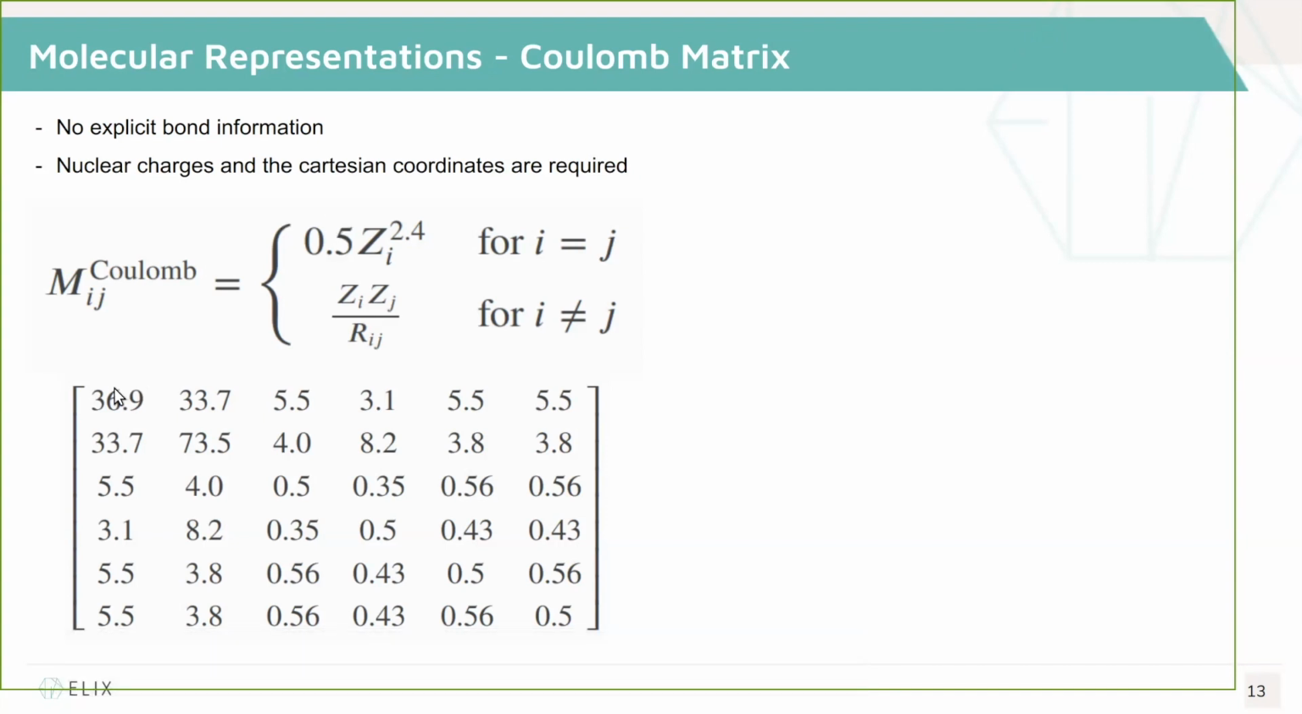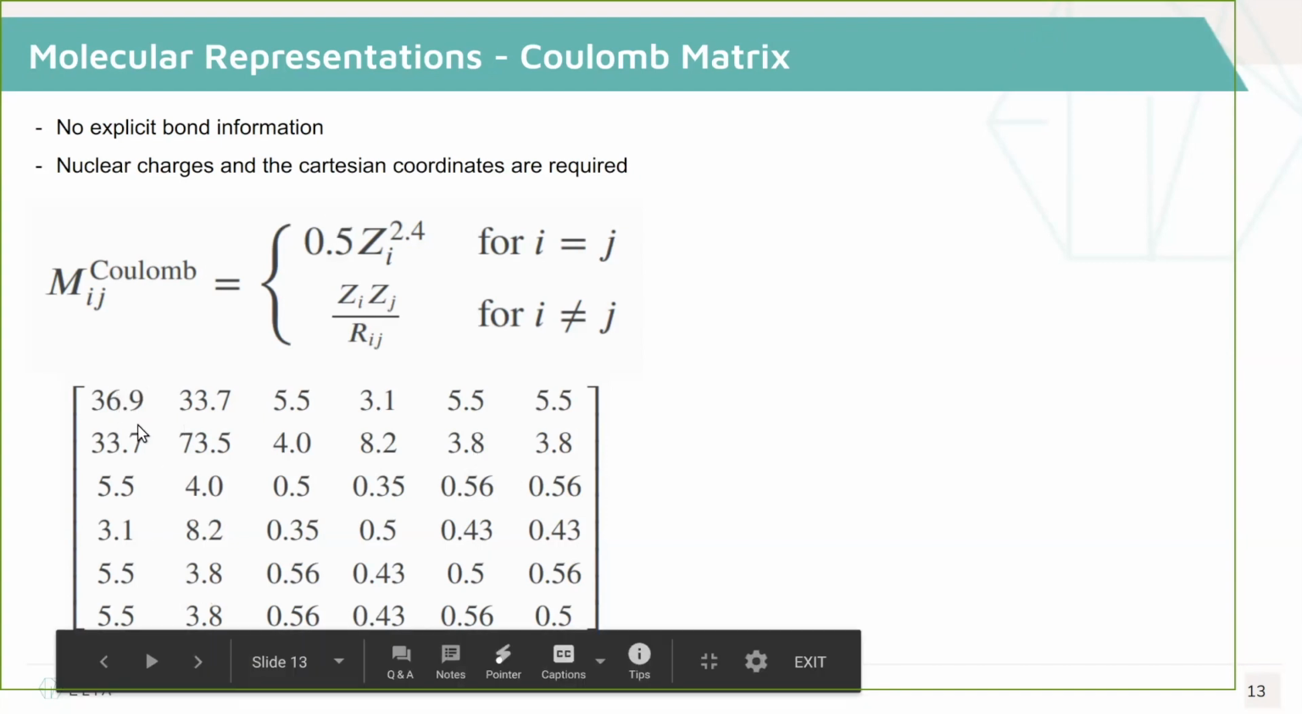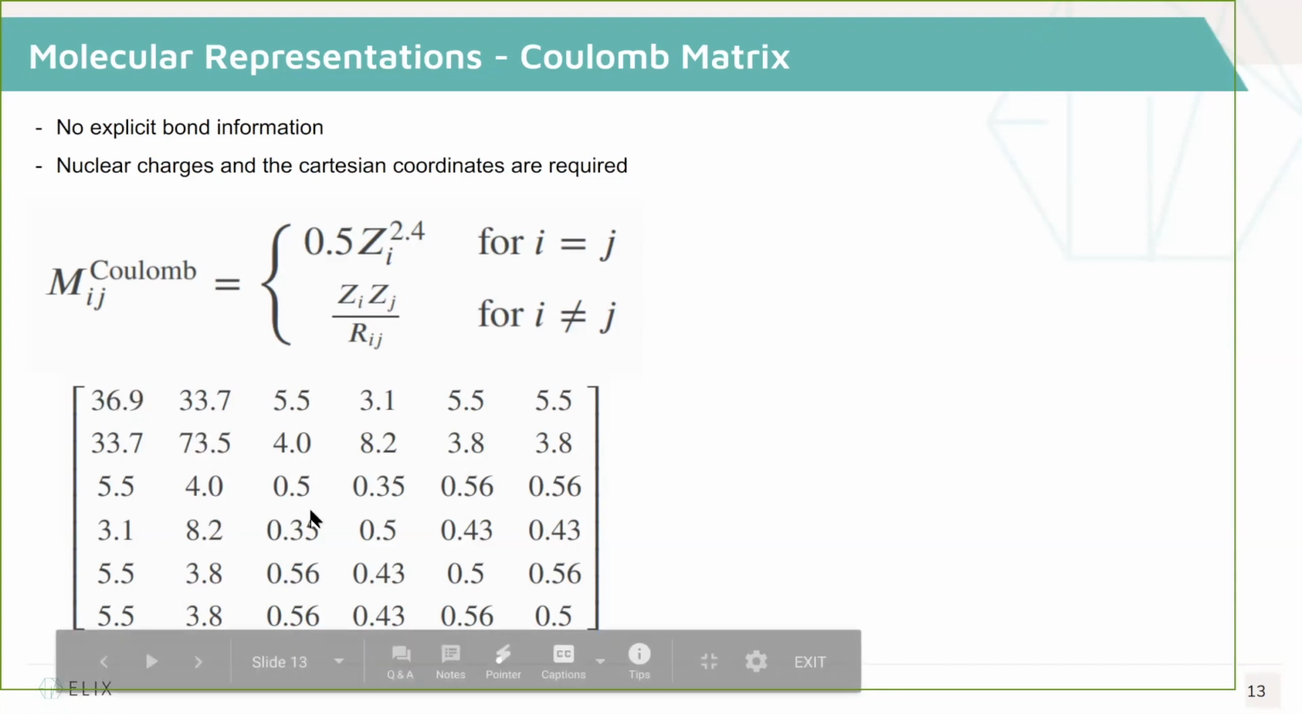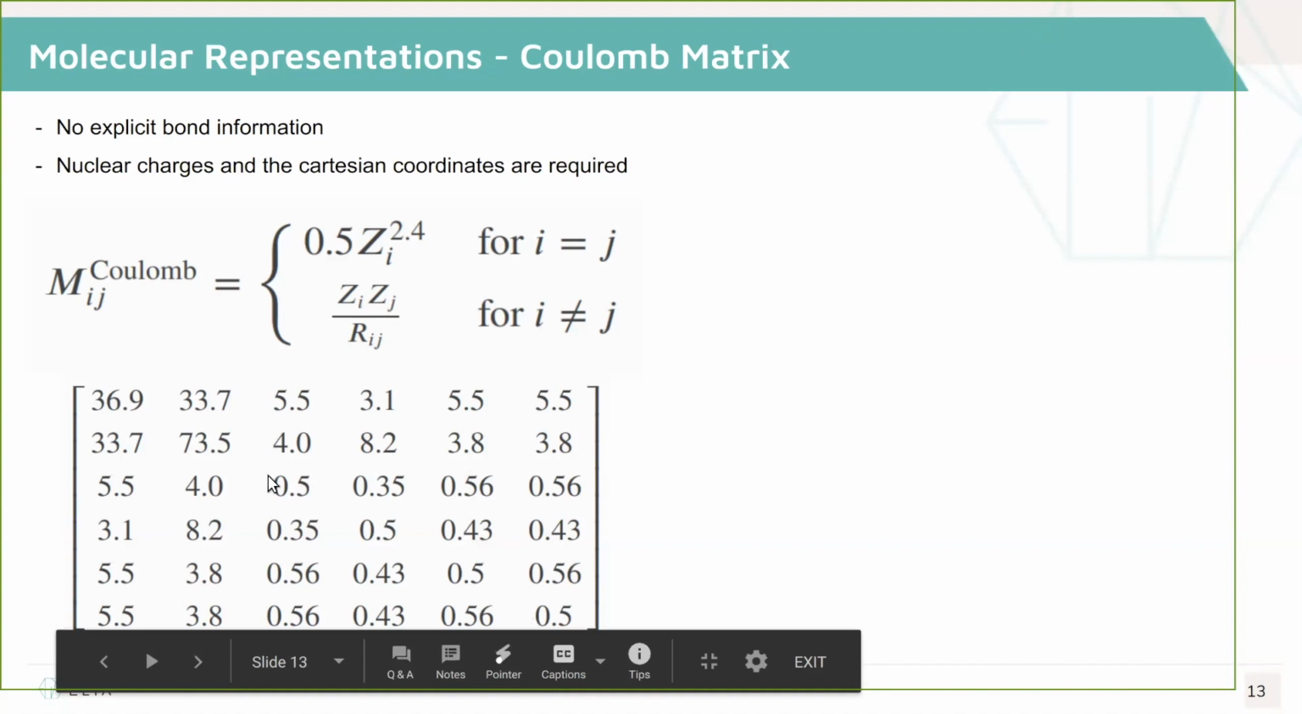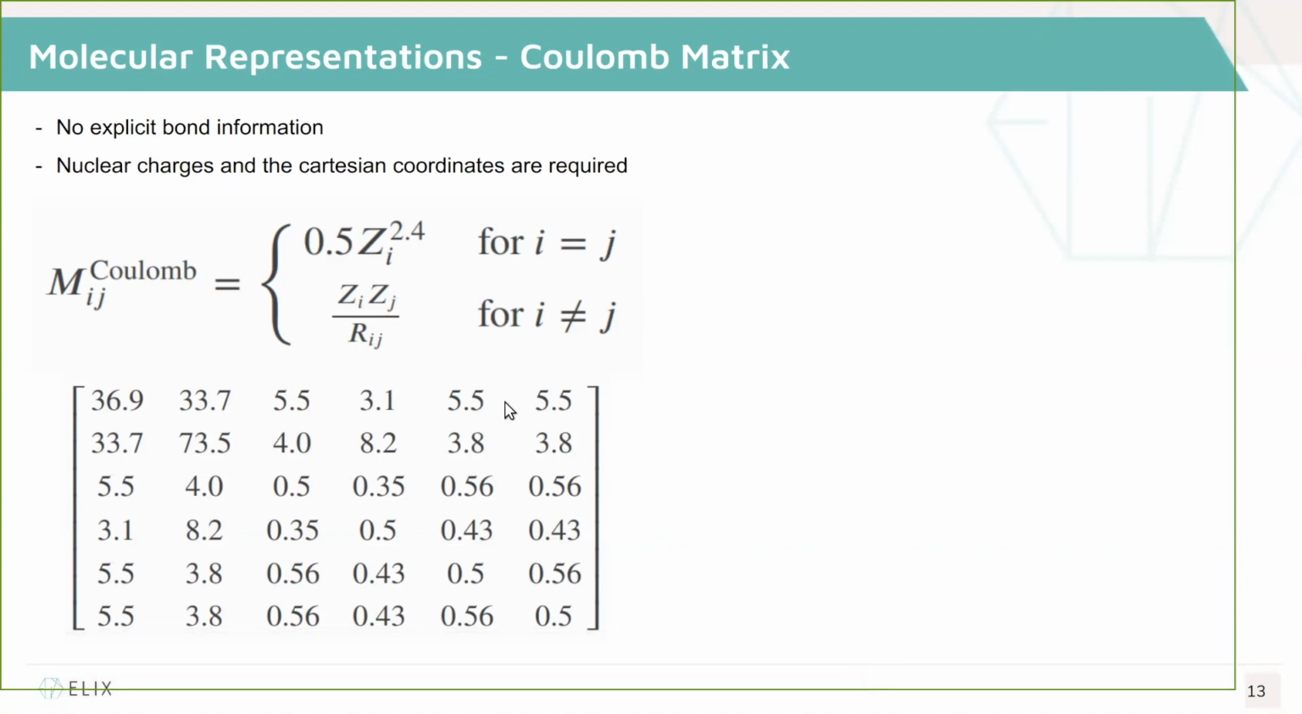We can see this from this example here. This is a carbon atom and an oxygen atom. It's very easy to tell based on the diagonal values that these are hydrogen atoms. And of course, each value here is a mix between the individual energy values and the distances between each pair of atoms.